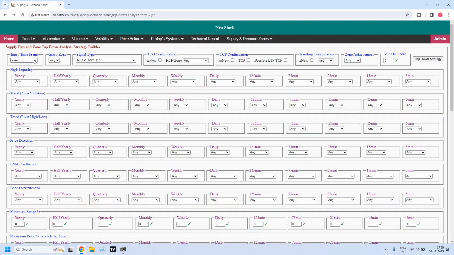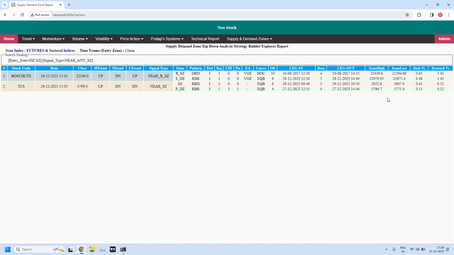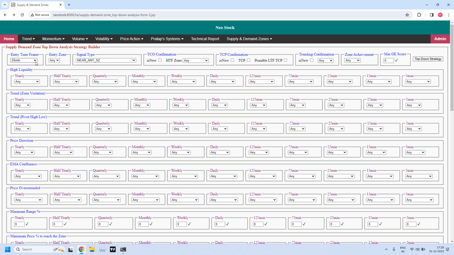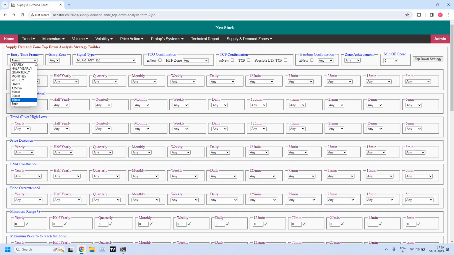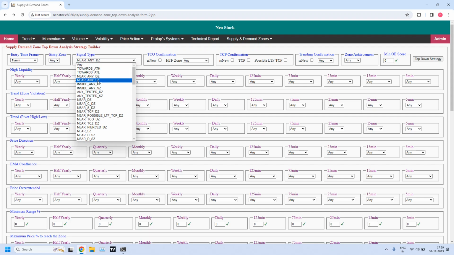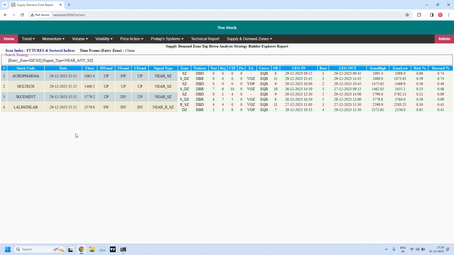So let's go back. Entry time frame 25 minutes. Let us find the stocks near 25 minutes supply zone. So these 2 stocks are filtered. Now let's go back. Let us change the time frame to 15 minutes time frame. Let us find the stocks near 15 minutes demand zone. So these 4 stocks are filtered. So let's go back. Entry time frame is 15 minutes. Let us find the stocks near 15-minute supply zone. These 4 stocks are filtered.